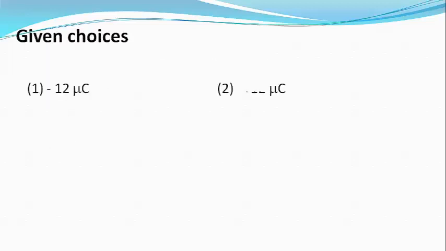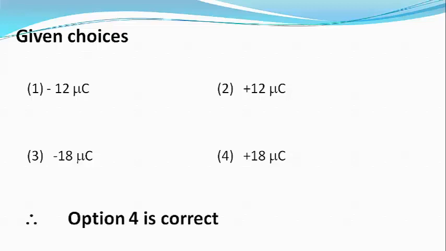Now we have to work out, will it be plus 18 microcoulombs or will it be minus 18 microcoulombs? Since the charge on the left plate of the 10 microfarad capacitor is negative, the charge on the left plate of the 6 microfarad capacitor will also be negative, and hence the charge on the right plate of the 6 microfarad capacitor will be plus 18 microcoulombs.